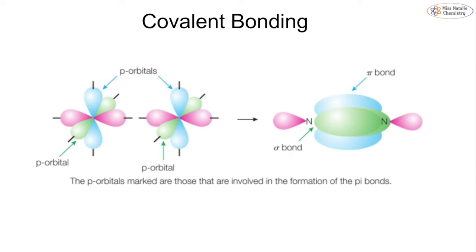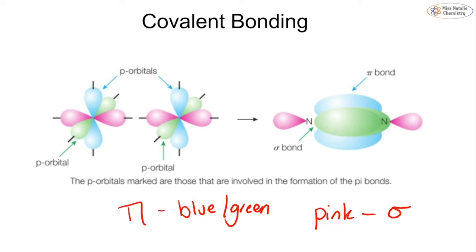We can show the formation of the bond using a diagram like this, and it can be quite tricky to follow it, so we've been able to make the orbitals different colours for you to see. So we've got our blue p orbitals and our green p orbitals, and those are the ones that are going to be involved in the pi bond. So our blue and our green. And our pink is going to be the sigma bond that forms.